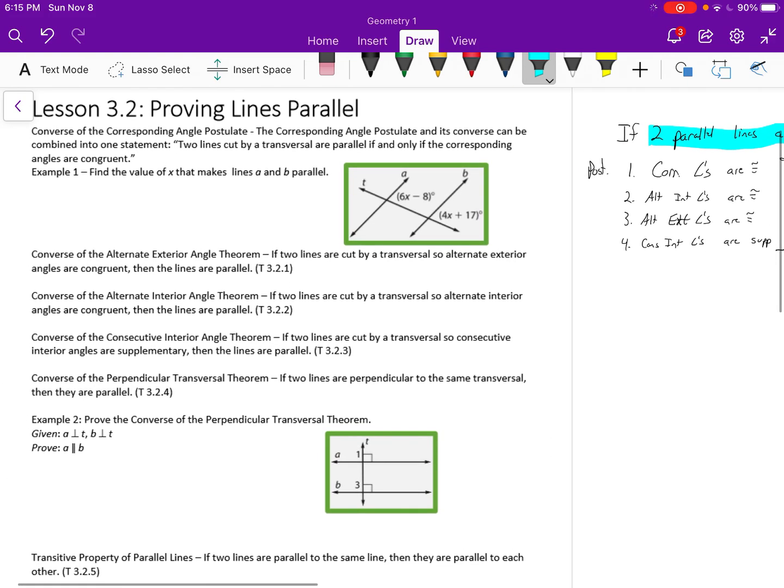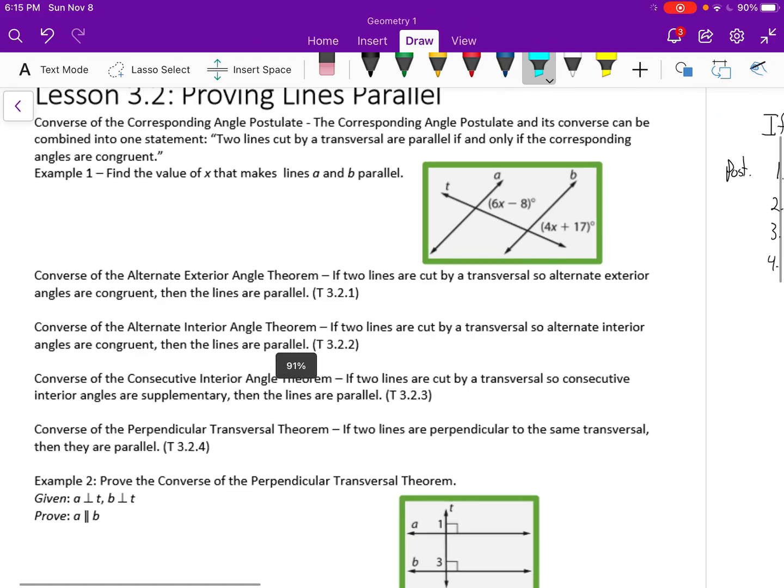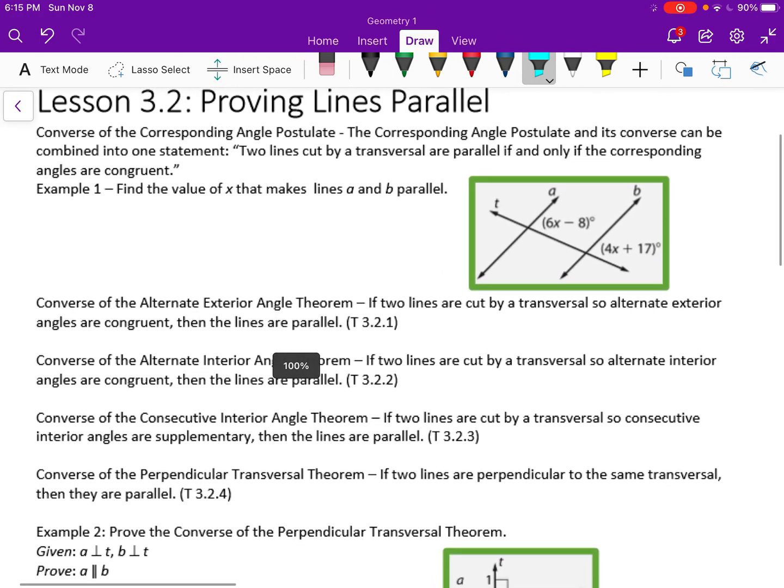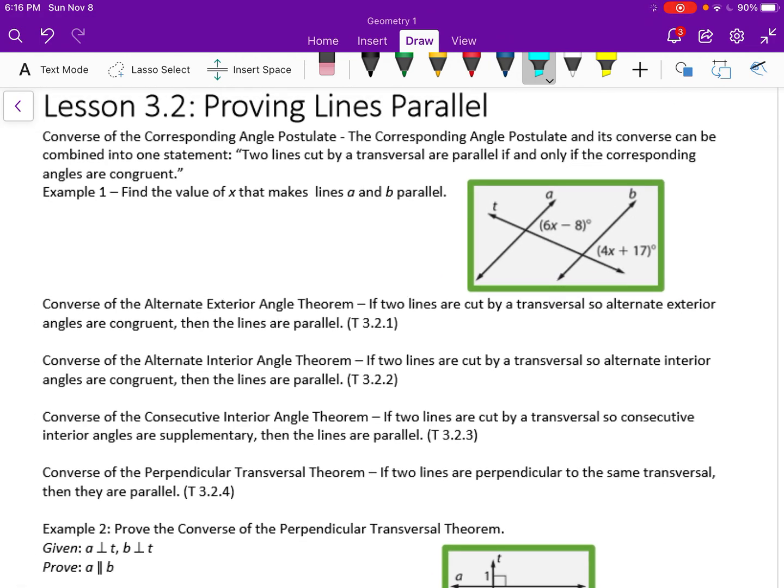A lot of these terms will be familiar because we just discussed them in the last lesson. So here's the first one. This is the converse of the corresponding angle postulate. It's actually written as an if and only if statement now. Two lines cut by a transversal are parallel if and only if corresponding angles are congruent. We're going to skip this example for now and look at a couple of these other things.